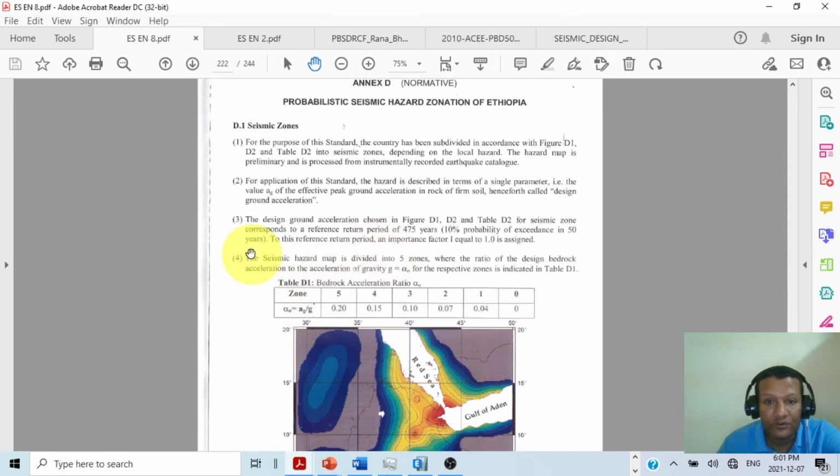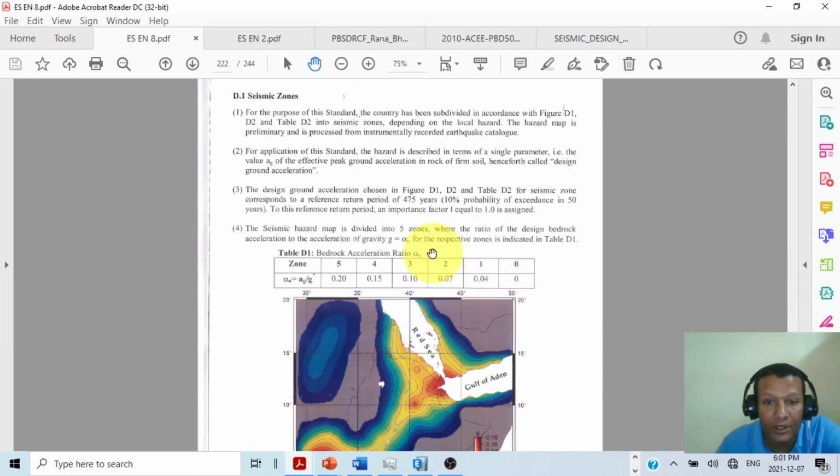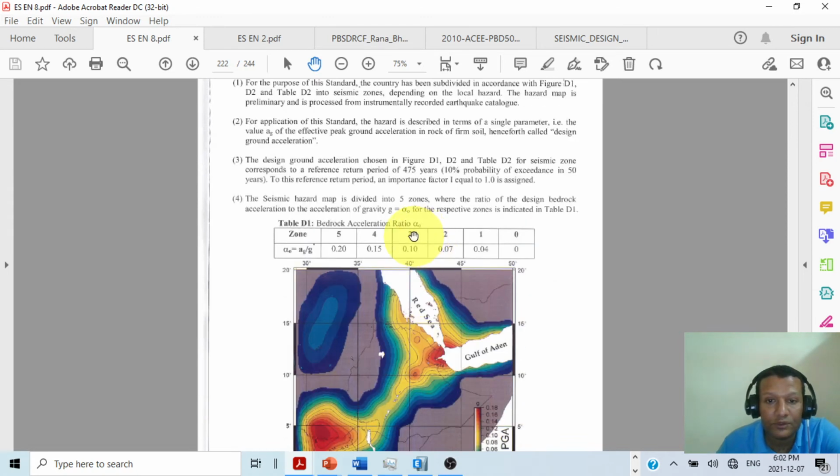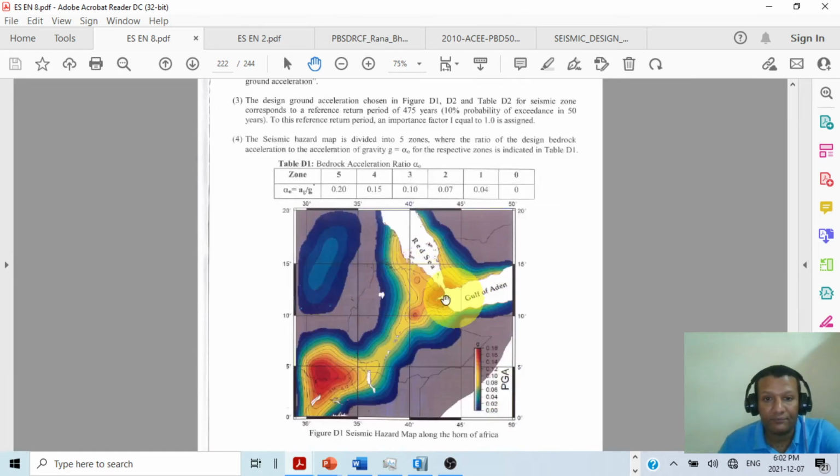So we have 5 zones: zone 0, 1, 2, 3, 4, 5. This is the bedrock acceleration ratio alpha. As per this, Addis Ababa, where I am going to perform this building, is zone 3. So we have 0.1. The PGA value 0.1 we are going to use for our analysis. I will come back to this in a minute.